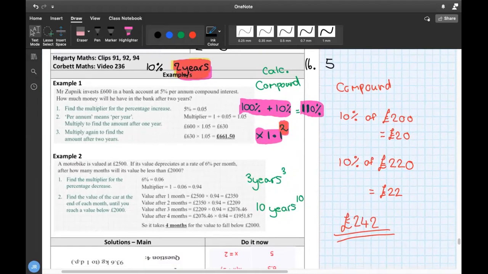Okay. Something else that's going to help you in your revision is going to be your Hegarty maths clips. Here they are, clips 91, 92 and 94. They will have tasks to go along with them. And then you've also got the Corbett link, which would be task 236, your textbook exercises with the apply section, and also your practice questions, your GCSE style questions.